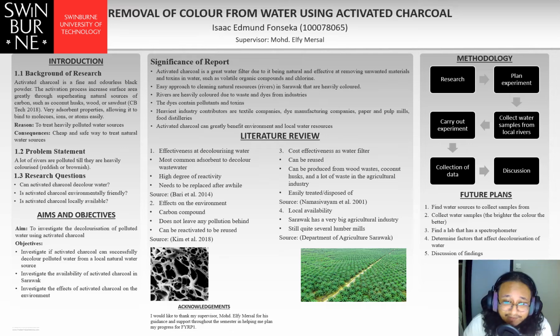A big factor that affects the cost of activated charcoal is that although the activation process can be very costly, the materials needed for it can be found in abundance as waste from the agricultural industry here in Sarawak. So these materials can include sawdust, wood chips, and coconut husks, which I have mentioned earlier. All this can be used to create activated charcoal as well.